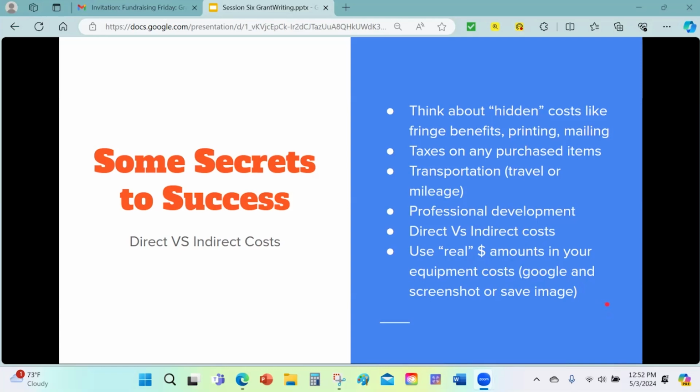And then I documented it. Every time I price a piece of equipment, I screenshot it. So I have a backup that is a legitimate, real expense. And then, of course, I add on that tax. Wink, wink. Don't forget about taxes. That's one of my secret tips.